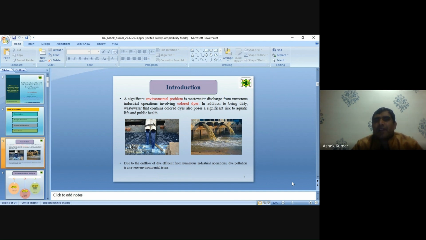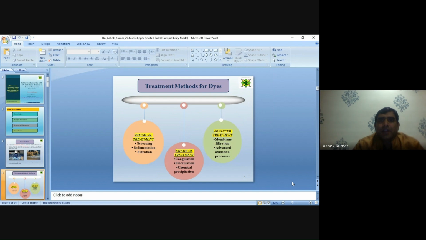So different methods are available to treat this wastewater in order to remove these organic pollutants or dyes. There are physical methods, which include screening, sedimentation, filtration, and the chemical methods, including chemical precipitation and coagulation. But there are some limitations of these methods. First one is the efficiency. With these methods, we cannot remove 100% of these pollutants or dyes from the wastewater. And the second one is the byproducts. These byproducts are toxic in nature.